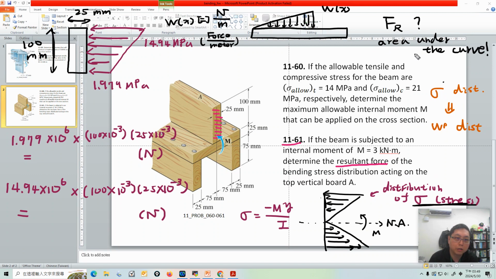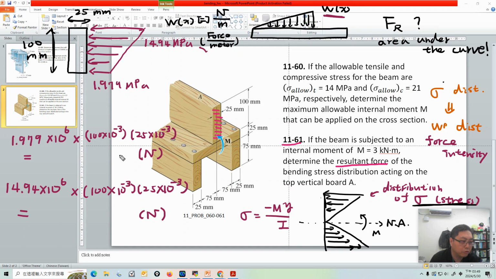We say it's the area under the curve, and Wx is force intensity. It's not a force, it's a force intensity, which means the force per meter. So we have to convert this force to force per meter. How to convert? We want the force intensity changing along this vertical line.